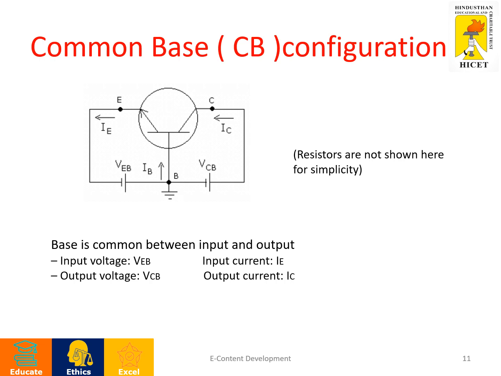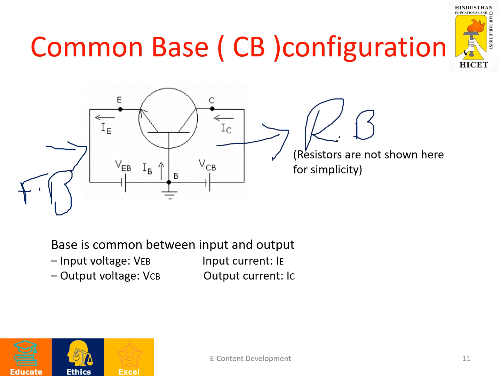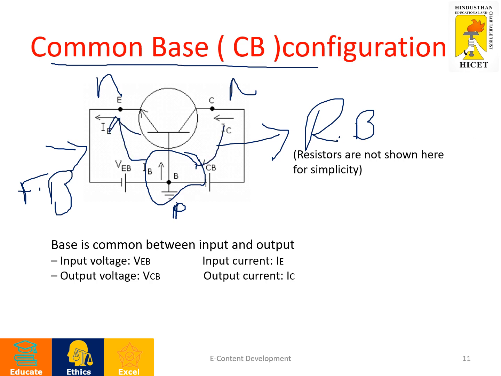Common base configuration. I have told you before, the input section is always forward biased, whereas the output section is always reverse biased. Here the emitter is N, the base is P, and the collector is N, where you are calling this a common base configuration. So the base terminal is common to both the emitter as well as the collector.